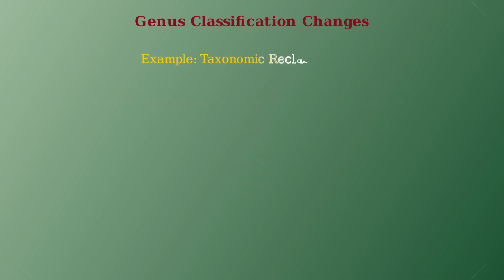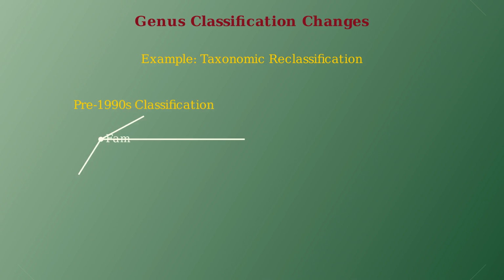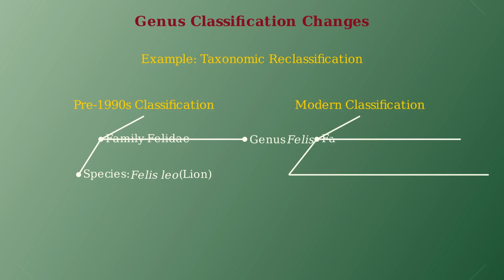Let's look at a classic example of genus reclassification. Before the 1990s, many big cats were classified in the genus Felis along with domestic cats. Lions, for instance, were known as Felis leo. Modern genetic analysis revealed that big cats like lions, tigers, and leopards form a distinct evolutionary group. This led to their reclassification into the genus Panthera, making the lion Panthera leo.